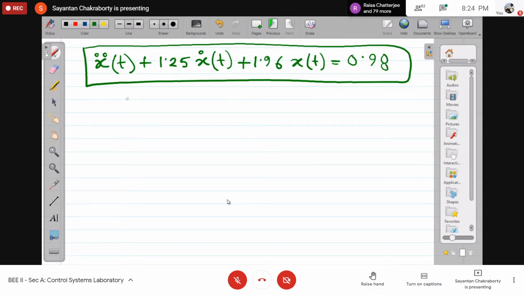There's an interesting thing. First of all, this gain is 1.25. How do you simulate a gain of 1.25? Because we have a pot whose gain can vary only between 0 to 1. Then how to set 1.25 or 0.98?